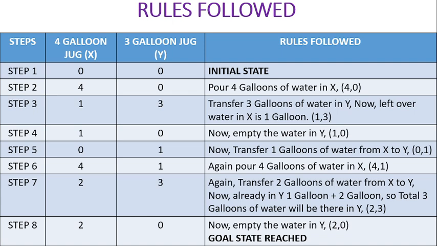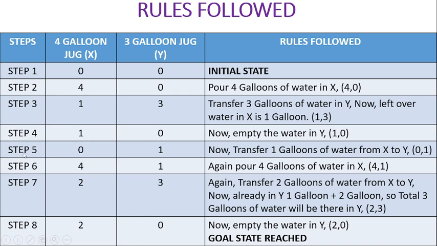What are the rules we followed? Let us conclude this. In step 1, the initial state is 0 comma 0. In step 2, what we did is pour 4 gallons of water in X. So 4 comma 0. And step 3 is transferring 3 gallons of water to Y. So now the leftover water in X is 1 gallon, right? So 1 comma 3 is the state. Now in step 4, we are emptying the Y. So 1 comma 0.